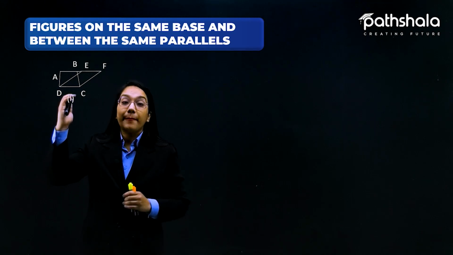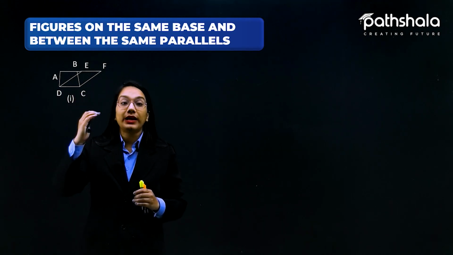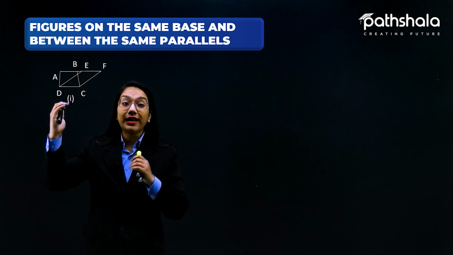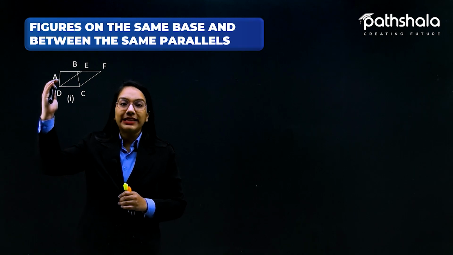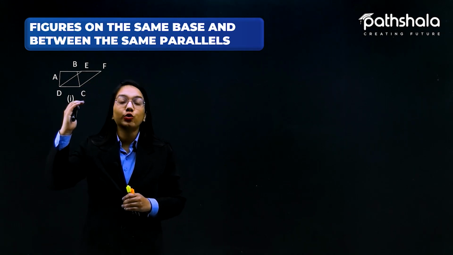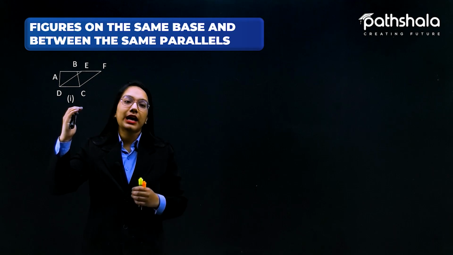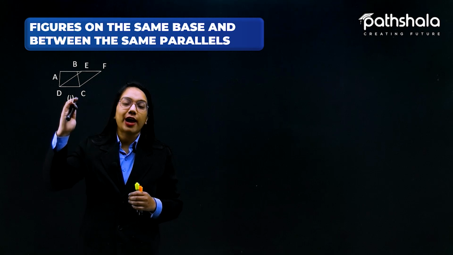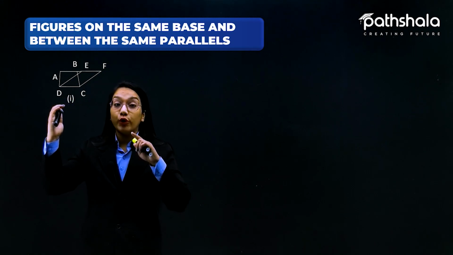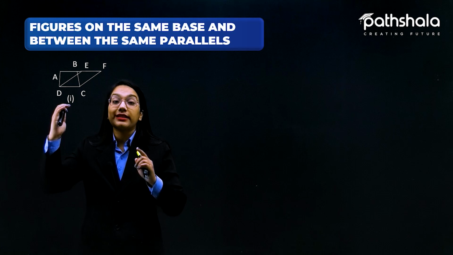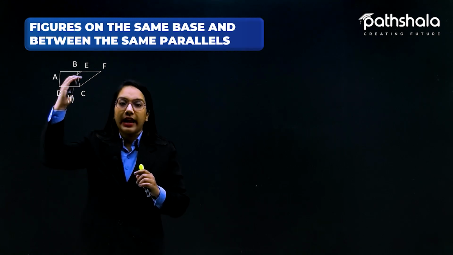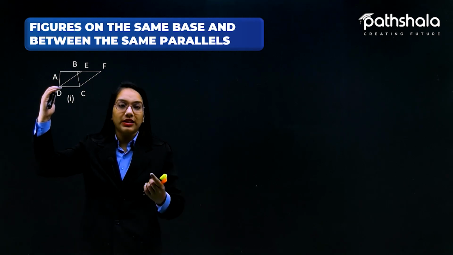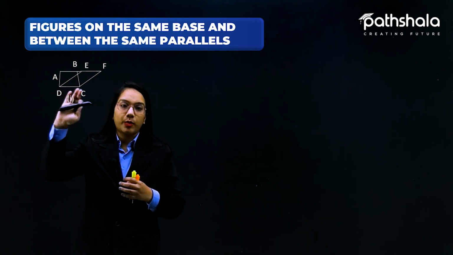We can say that these two figures are lying on the same base and they are between the same parallels. What are those parallels? One is AF, which is parallel to DC. Furthermore, for this particular figure, we can say that these two figures are lying on the same base, and the vertices opposite to this side are lying on the same straight line. We can also say this for this similar figure.